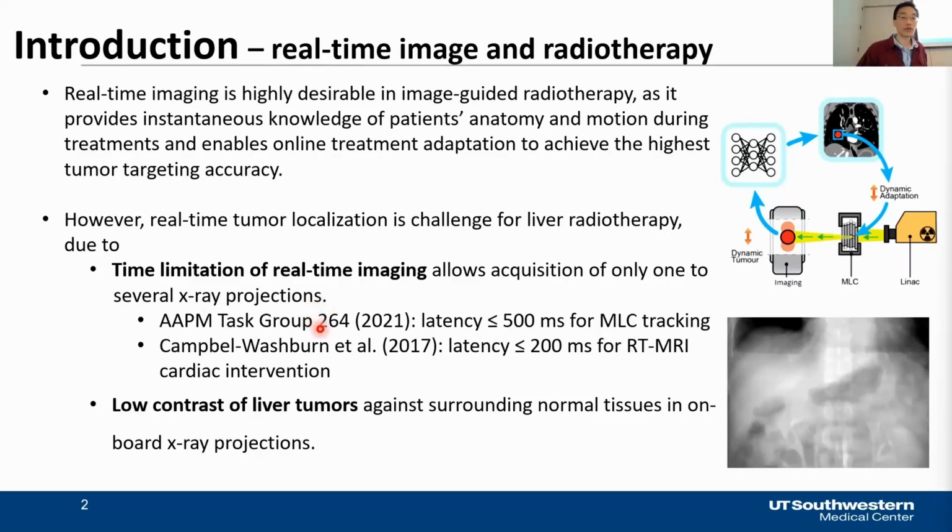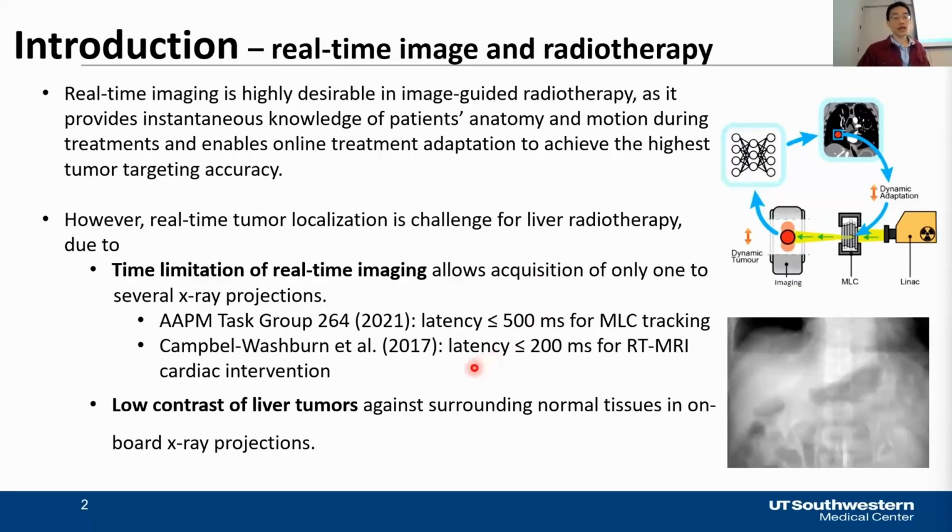The AAPM Task Group 264 defined a real-time process for MLC tracking as one with latency of less than 500 milliseconds. And Campbell-Washburn et al. suggest that for real-time MRI cardiac intervention, the latency should be less than 200 milliseconds. The latency here is defined as the time between the target motion and the complete execution of the system response, which includes the contribution from the position monitoring, the computation of the prediction algorithm and MLC tracking, and also the execution of the MLC instructions. So we have to complete all these tasks in such a short amount of time.